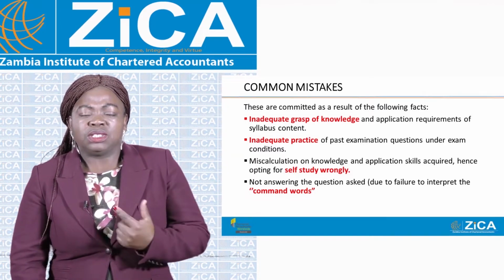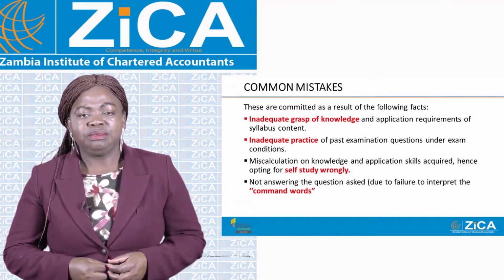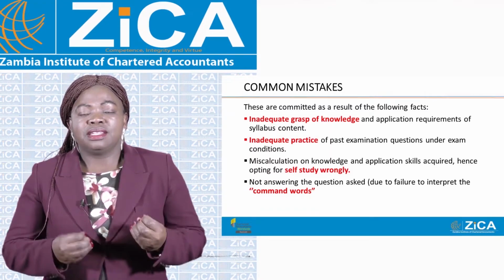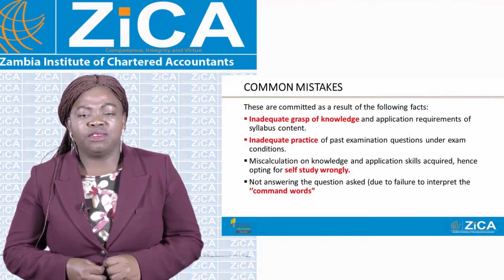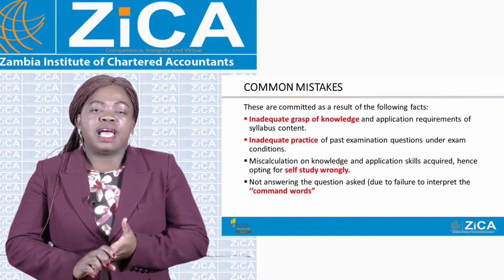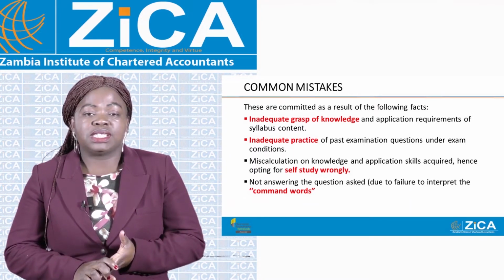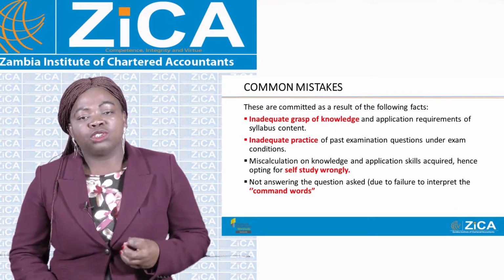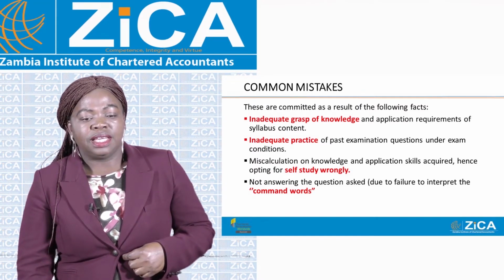Then, not paying attention to the command words. There are times you get a question that says list and explain, and then all you do is list. For example, if a question says list and explain the qualitative characteristics of financial information, and all you do is provide a list, already you could have forfeited half of the marks for that question, even more than half. So pay attention to the command words in a question and make sure you address all of them. Then you'll be successful in this particular exam.